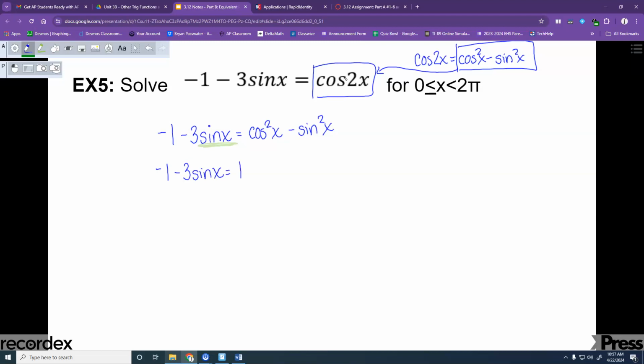Cosine squared is going to become 1 minus sine squared x, and then we'll still have this other minus sine squared x over here. And I would put those two sine squared x's together, so that will give us 1 minus 2 sine squared x, because it's like you got 1 with each one of them and you're just combining your like terms. What do you guys think now?